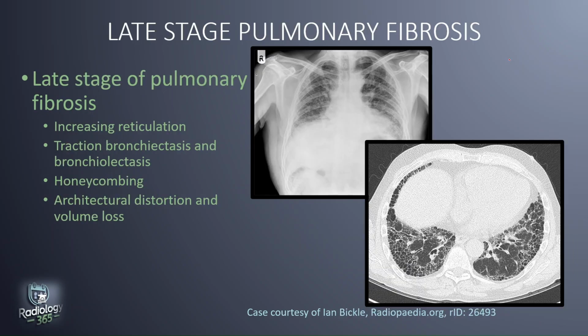In the late stage of pulmonary fibrosis, we have increase in the reticular opacities in the lungs. Also, we have what we call traction bronchiectasis and bronchiolectasis. As the name implies, traction means to pull, and bronchiectasis is dilatation of the bronchi, and bronchiolectasis is dilatation of the bronchioles. Now, how does this happen?